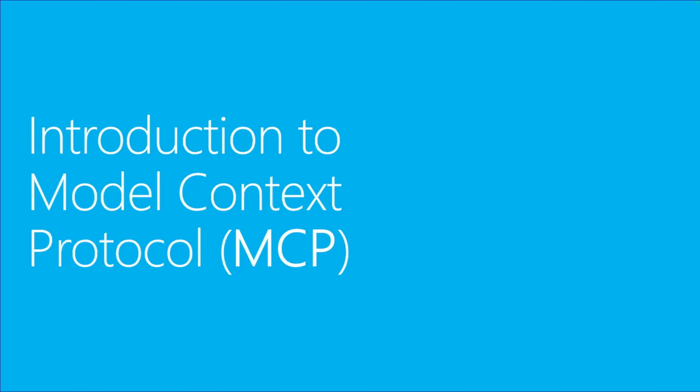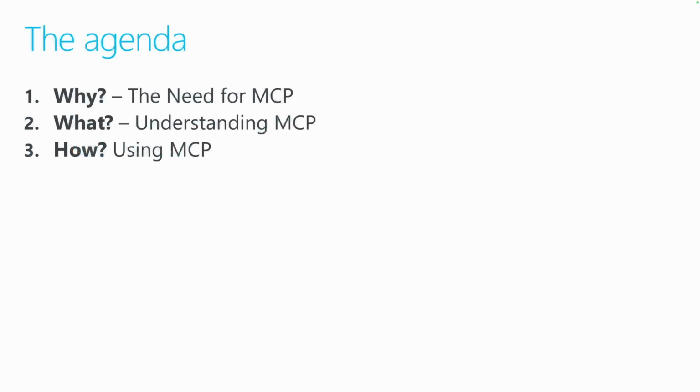So let's start with a quick introduction to Model Context Protocol or MCP. We are going to split the content in 3 points. The first point will be why, the need for MCP, what are the main problems it solves. Then we're going to see what, understanding what an MCP is, the main features, etc. And finally, we're going to see how we can first use MCPs in some tooling or IDEs and how we can develop an MCP using C#.